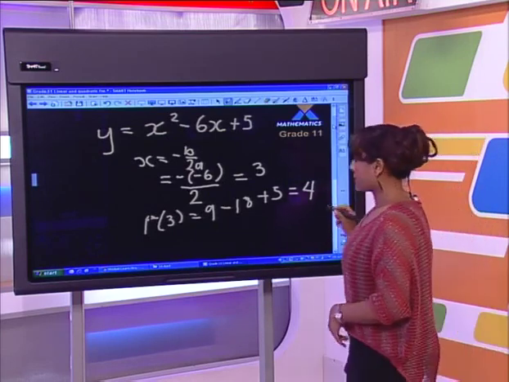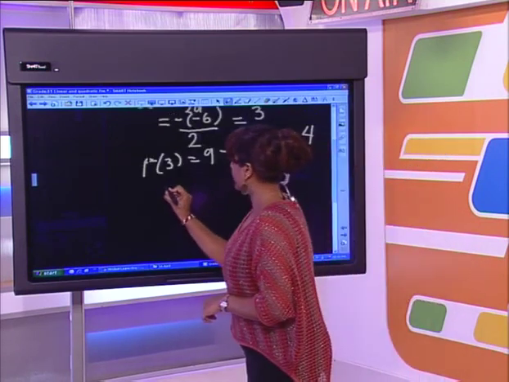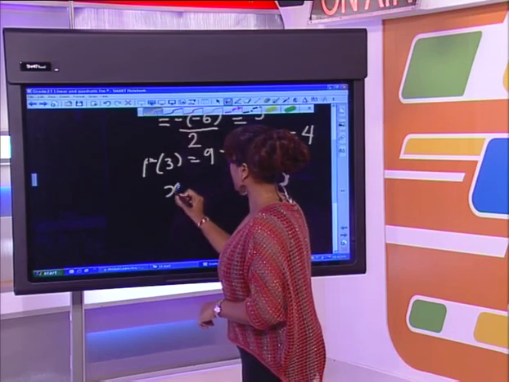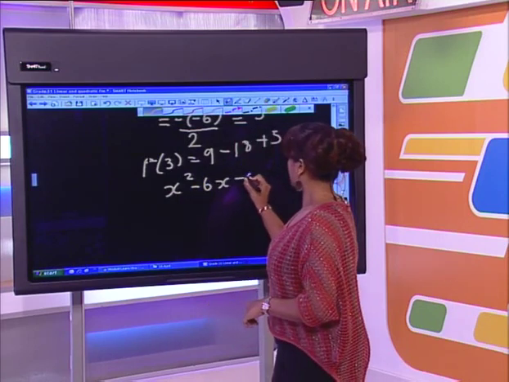All right, so if we complete the square, remember our equation here was x squared minus 6x plus 5.